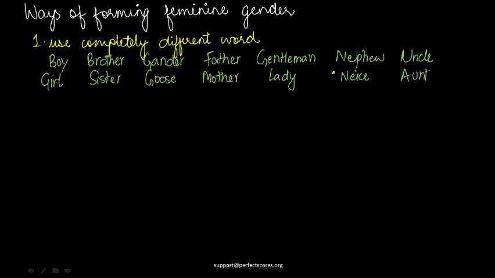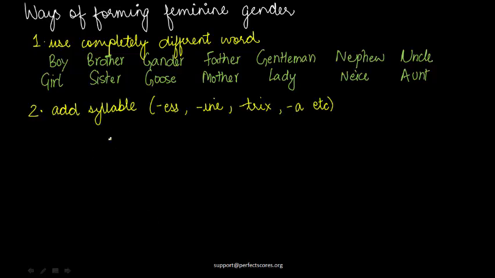Let's look at the second way. The second way is by adding a syllable at the end of the name that we use for the masculine gender. For example, if you have the word lion, from that you just need ESS and it becomes lioness. Or when you have hero, you just add the syllable in and it becomes heroine.